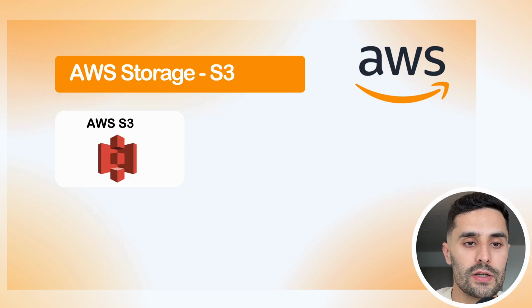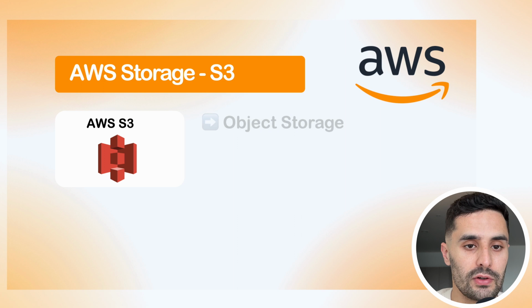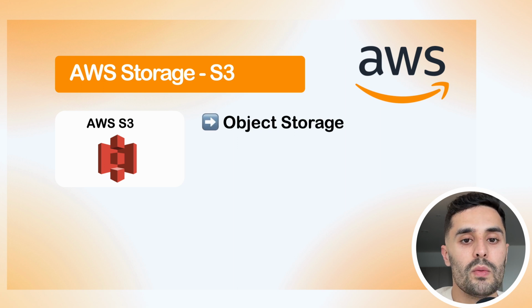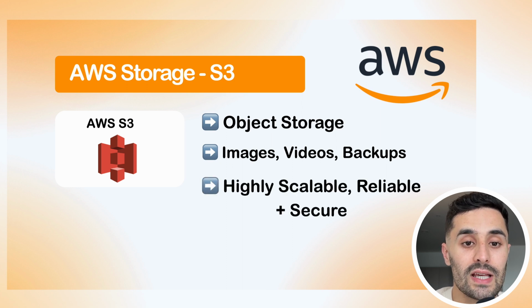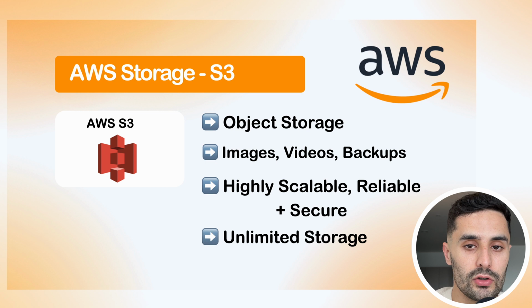Moving on to storage, we have S3. Now, Amazon S3 is an object storage service, which is ideal for storing any kind of data like images, videos, and backups. S3 is highly scalable, reliable, and secure. It's designed so that you can store and retrieve an unlimited amount of storage.